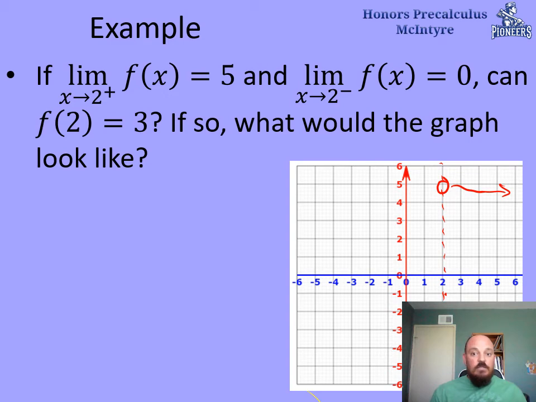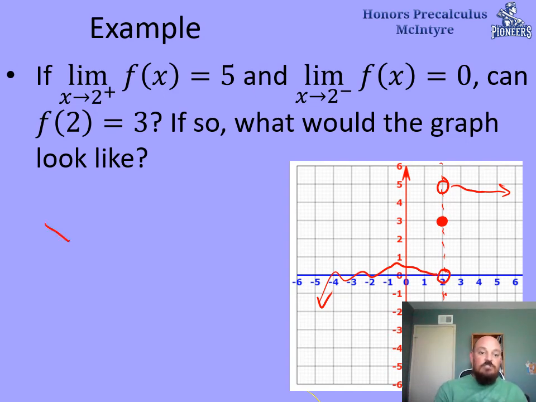Now the limit from the left is 0, so I'm going to put an open circle there also, and again, draw anything you want over here as long as it's going to that point. Now notice I didn't fill in either of those points. I put open circles on both of them. And the reason I did that is because it told me f of 2 is 3. So the point's going to be one of those floating points like we saw earlier.